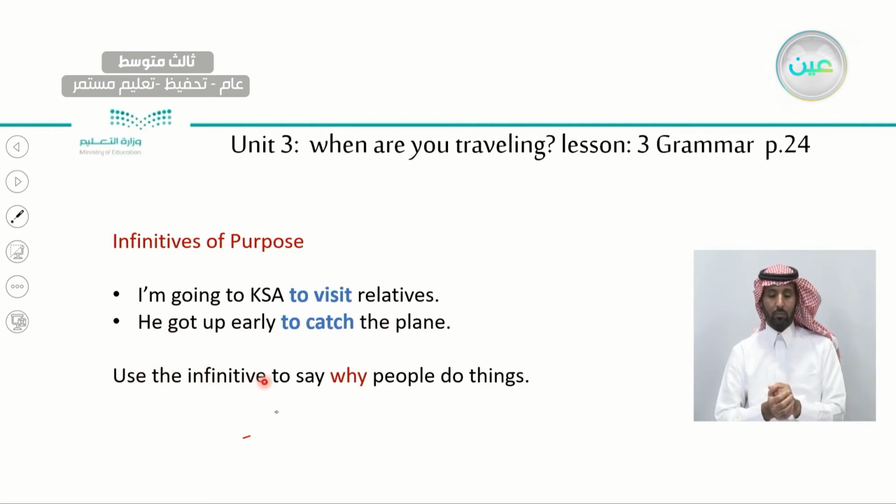We use the infinitive to say why people do things. Like here, why did he get up early? To catch the plane. This is the reason. This is the answer to the why. Why are you going to KSA? To visit relatives. This is the answer to the why question. So we use the infinitive of purpose to explain why people are doing things.